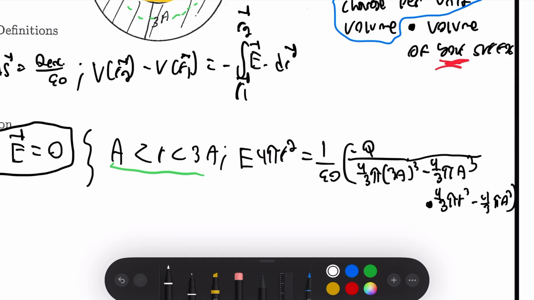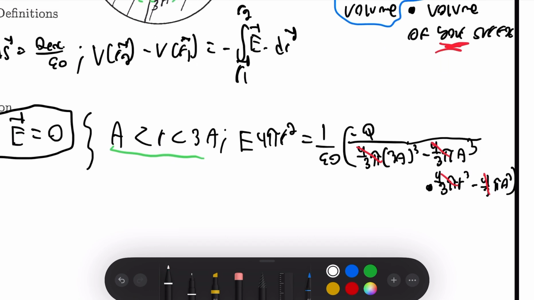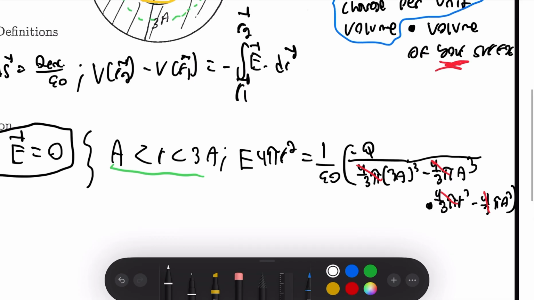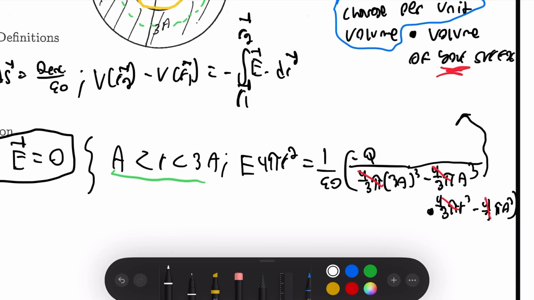So the only thing I can really simplify here is my 4 over 3 pi's will cancel out. So I pull out 4 over 3 pi. This would all go away. And then if I simplify the denominator, I have 3a cubed minus a cubed. This is what? 27a cubed minus a cubed, which is 26a cubed.